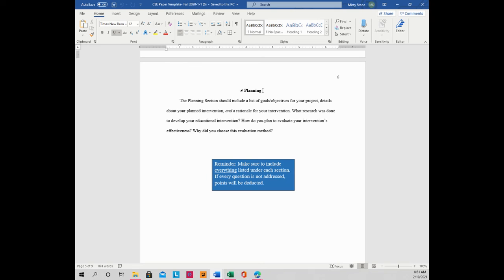Details about your planned intervention. So, talk about that planned intervention and the rationale for your intervention. And remember, there is a sample PDF paper posted that does this piece. What research was done to develop your educational intervention? So, what research did you do in order to develop your educational intervention? How do you plan to evaluate the effectiveness of that teaching, of that intervention? And why did you choose this evaluation method?